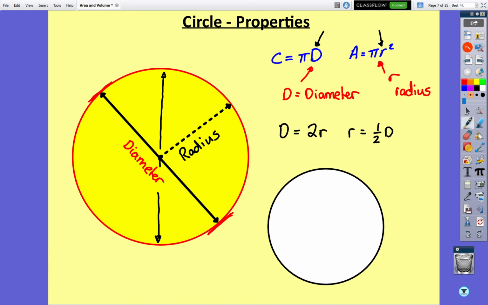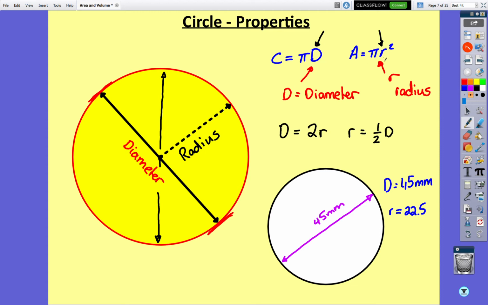Okay, so let's say for instance I drew this and said that was 45 millimeters. If I know the diameter is 45 millimeters, because if we look at it, it's the width, the longest length across the circle, so that's the diameter. The radius is half of that, which should be 22.5. So that's the relationship between the two, and you will need to use both.